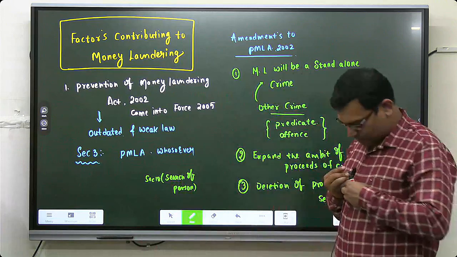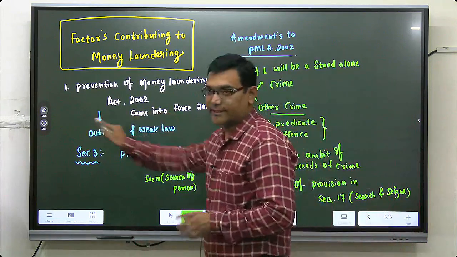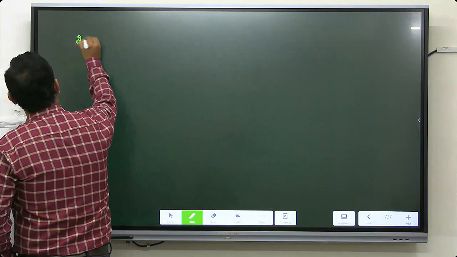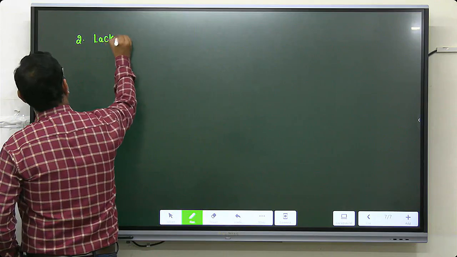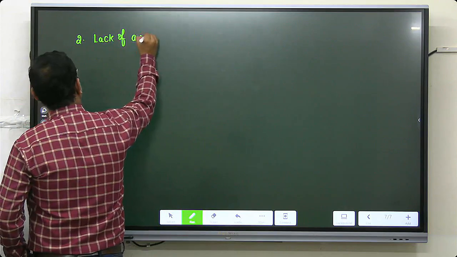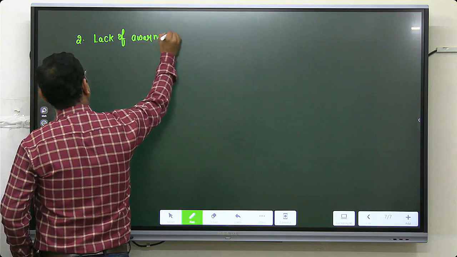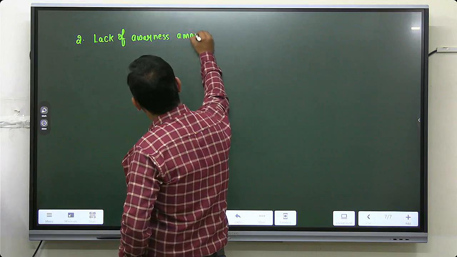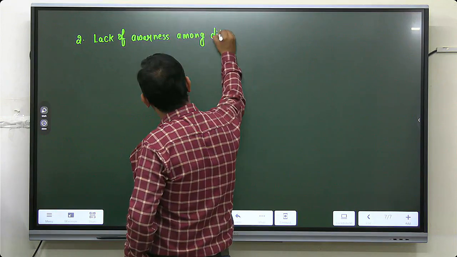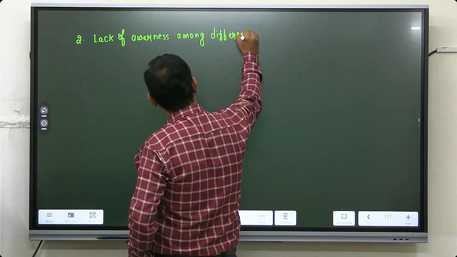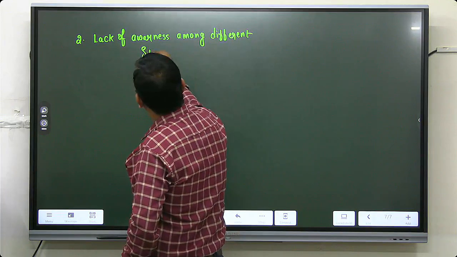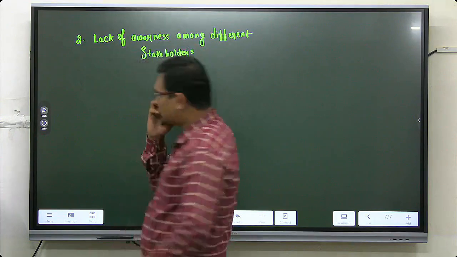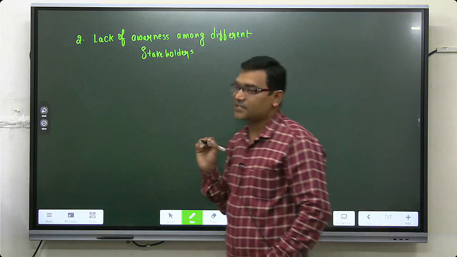So what will happen? You see that this is the first one, right? Second one you write now. Second point is lack of awareness among different stakeholders. Okay, lack of awareness among different stakeholders.